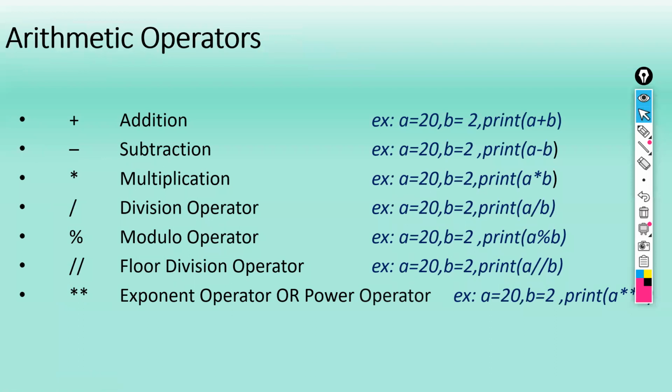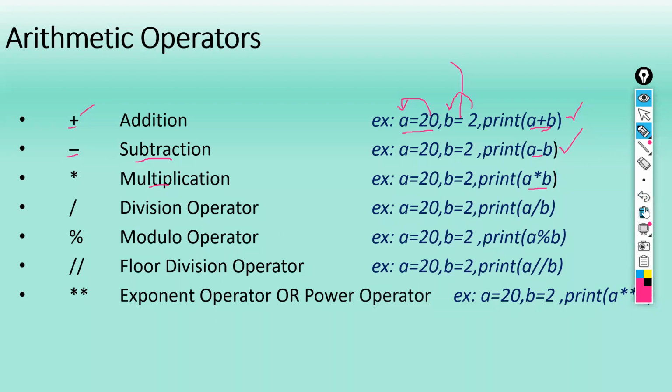These are the arithmetic operators we have. Plus symbol, addition; minus, subtraction. If you want to add two numbers, let's take a equal to 20. We are assigning the 20 value to the identifier A and 2 to the identifier B. Already I told you, equal to is the assignment operator, and we need to print A plus B. Now addition of two numbers is completed, and we need to subtract. This one is the subtraction, and this one is multiplication.